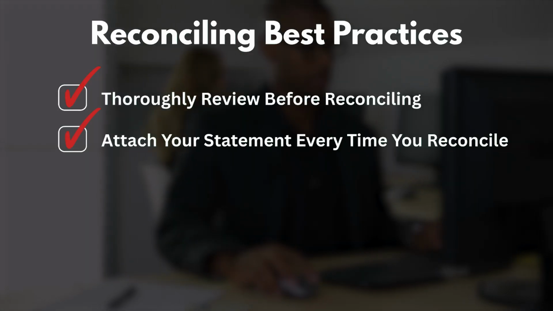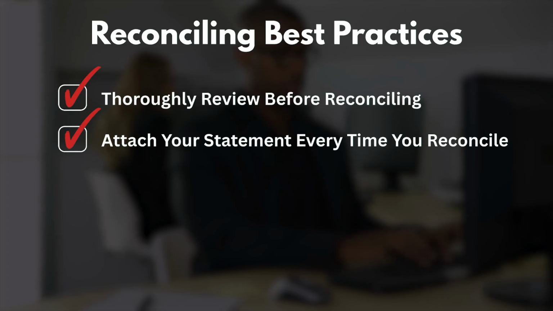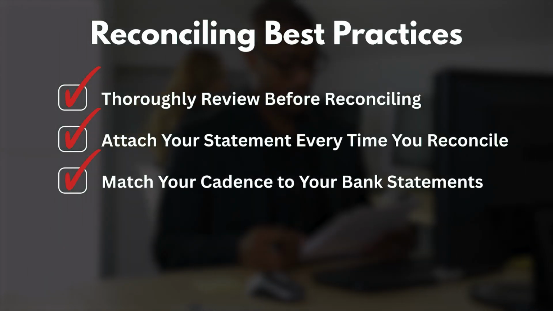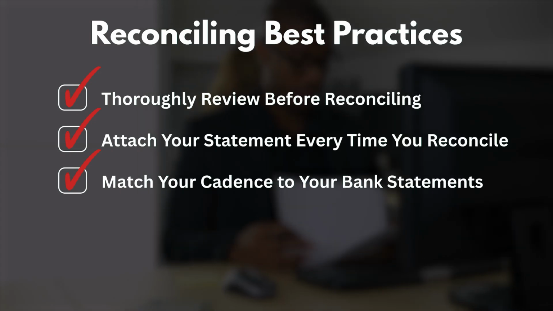Second, attach your statement every single time you reconcile. Zoho Books lets you upload that file right there in the screen. That's a paper trail, so if an auditor, a business partner, even future you ever needs to double check a reconciliation, the source document is right there attached to it. Third, do this monthly or at whatever cadence matches your statements. Most bank accounts are monthly, but some vendors or accounts run on a quarterly statement cycle, so match your reconciliation cadence to that.